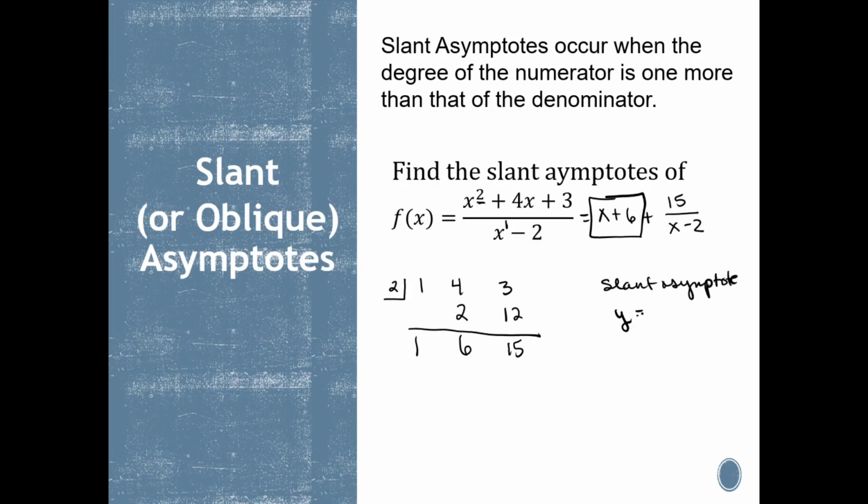So it's y equals x plus 6. The remainder is just telling me how close the function is to that line. Okay? And we also just note that these are also called oblique. An oblique line is just a slanted line. Okay? All right, so you're just going to divide and ignore the remainder, and that will tell you the line that the function is approaching.